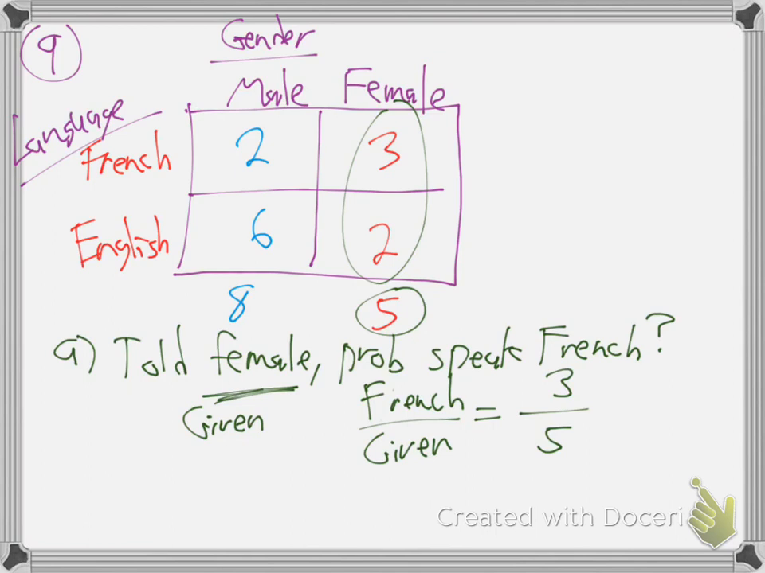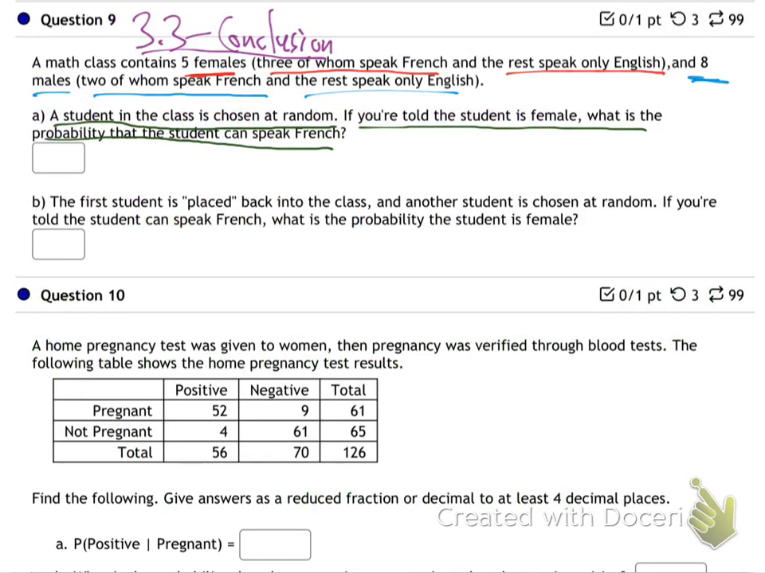All right, let's try part B. Part B says the first student is placed back into the class and another student is chosen at random. So they're picking another person. If you're told the student can speak French, what's the chance it's a female? Wait a minute, isn't that what we just answered? Yeah, they're reversing it. Do you see that?